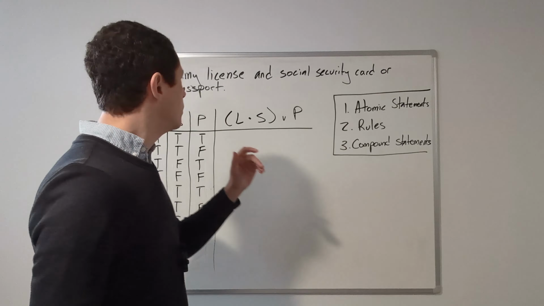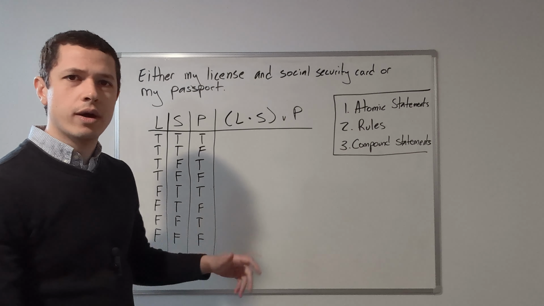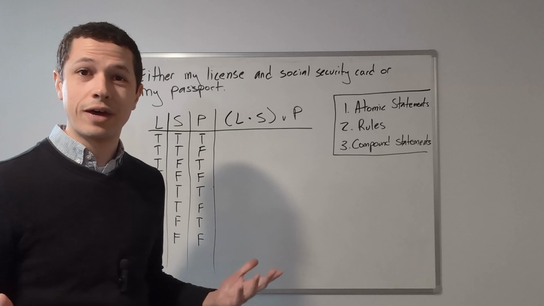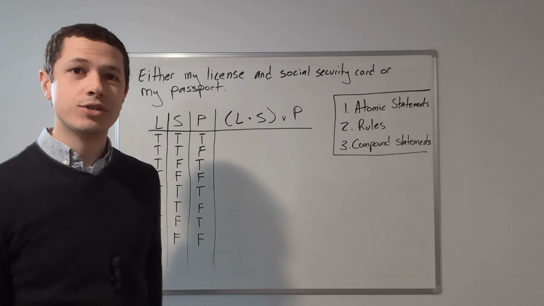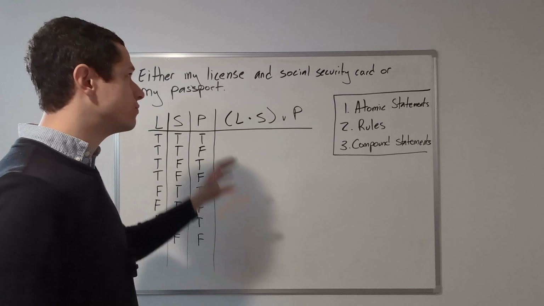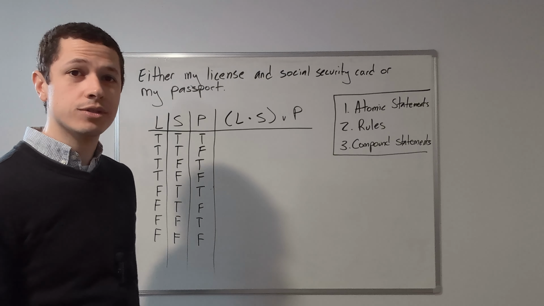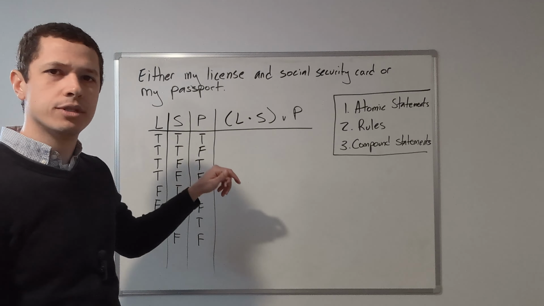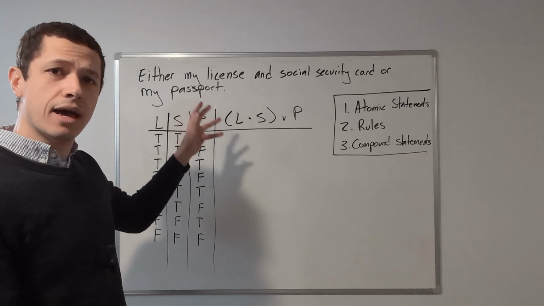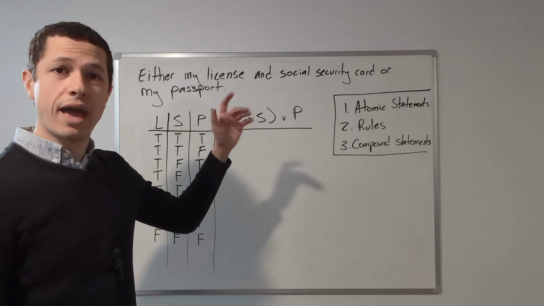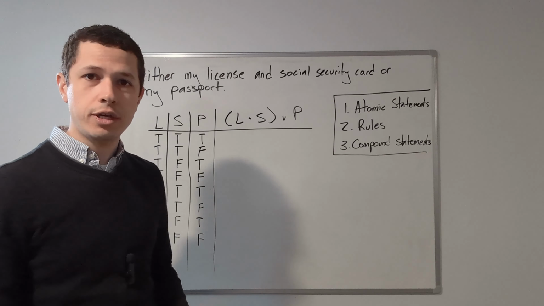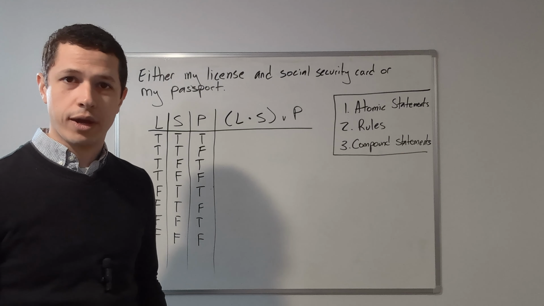So suppose that you need to show some proof of identification for something in the US. It's very common to have this sort of set of requirements. So I've written it down a little more simply, but basically, the requirement is something like you must bring either your license and your social security, so you've got to bring both of those things, or alternatively, you can just bring your passport.